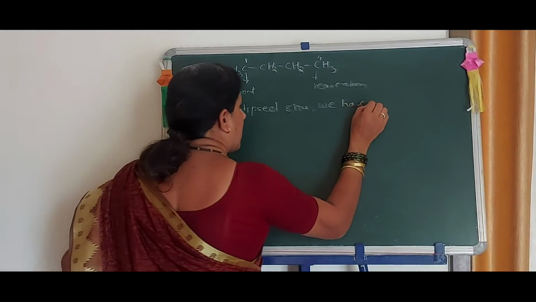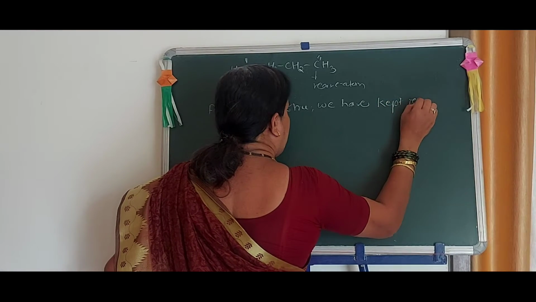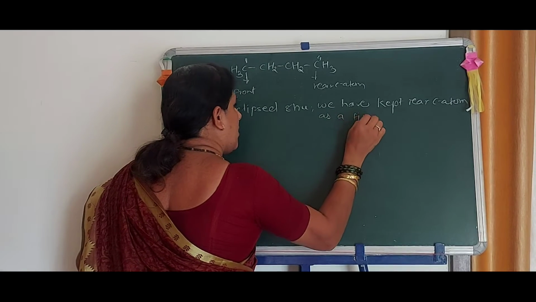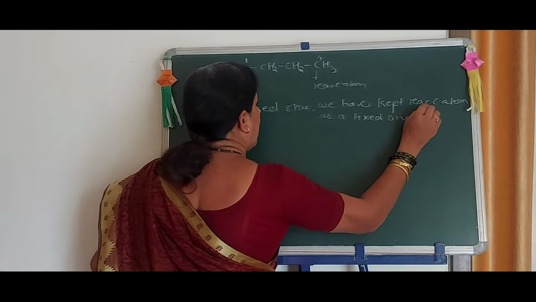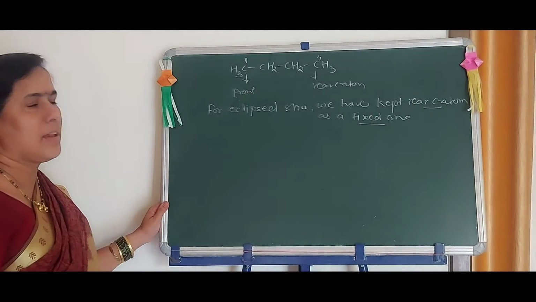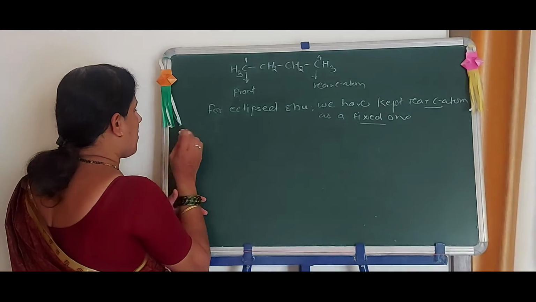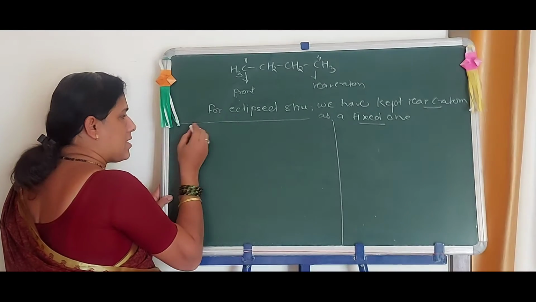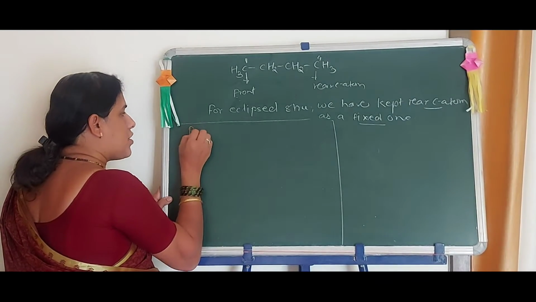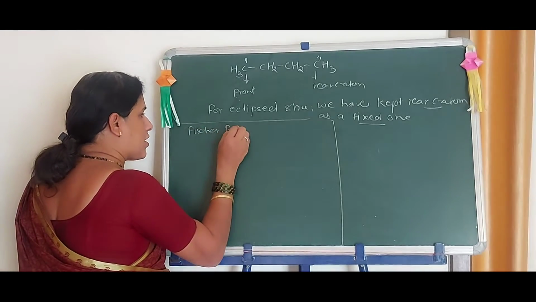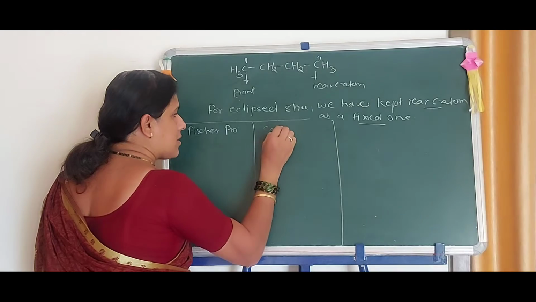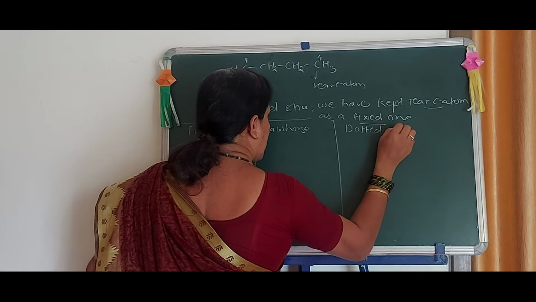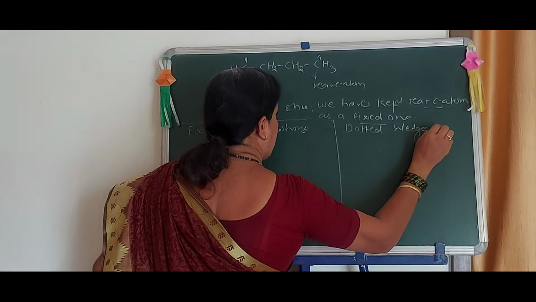We have kept the rear carbon atom as a fixed one. Okay, you have to keep the rear carbon atom fixed. First, for Sawhorse formula, I am drawing the Sawhorse here. Before this, we can draw the Fischer projection formula, then the Sawhorse, and then the dotted wedge line formula.